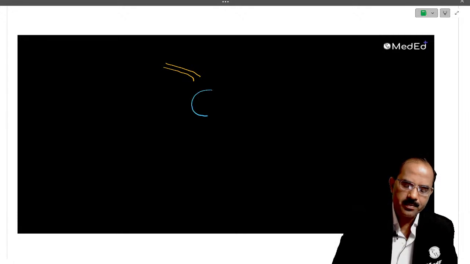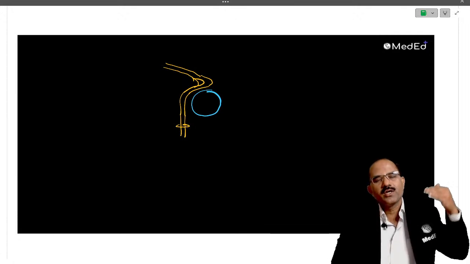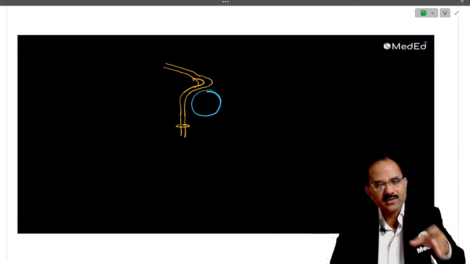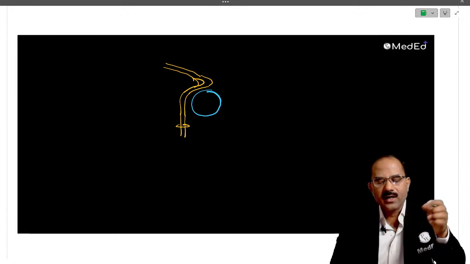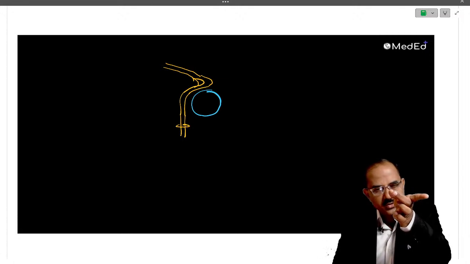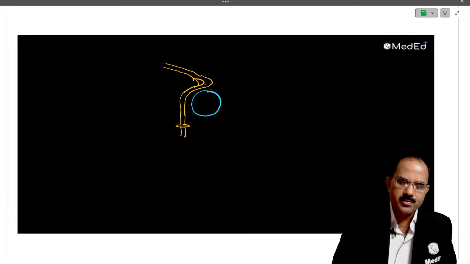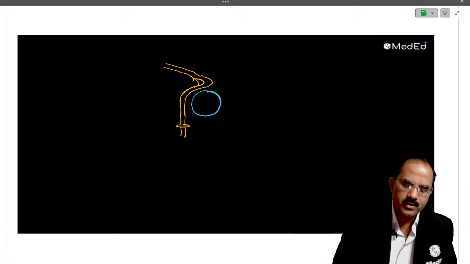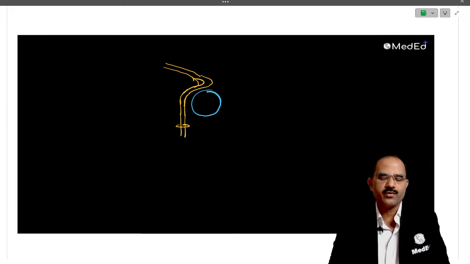From there, it undergoes a bend, and that is known as the genu. It goes above the promontory, then behind the promontory, and gets out through the stylomastoid foramen. So the facial nerve enters the internal ear, comes into the middle ear, goes above the promontory, undergoes a bend, goes behind the promontory and then gets out through the stylomastoid foramen.